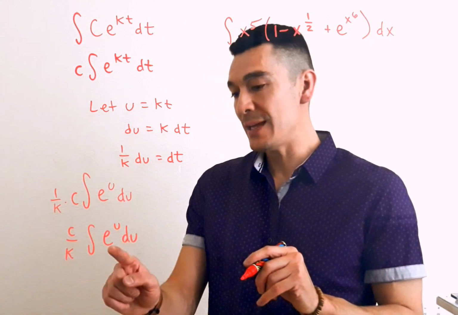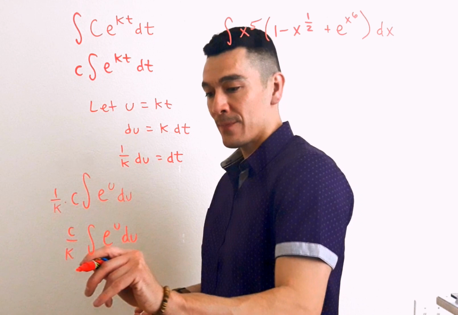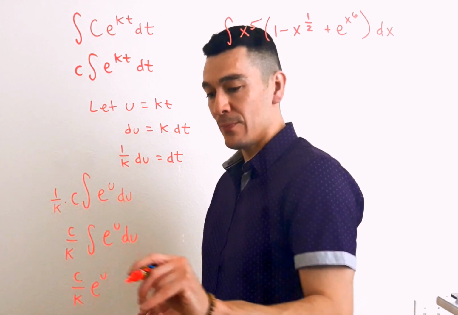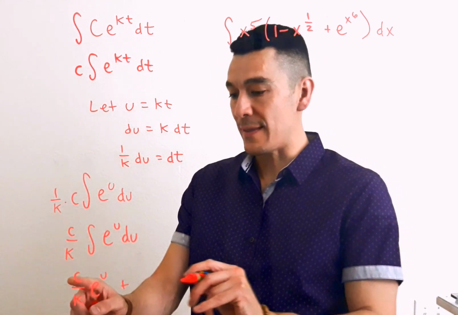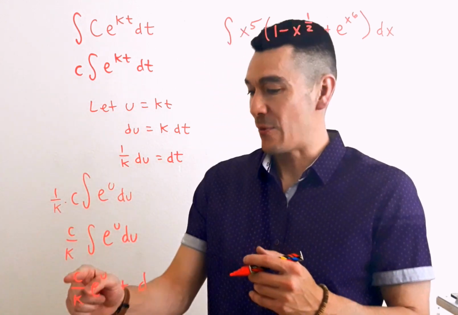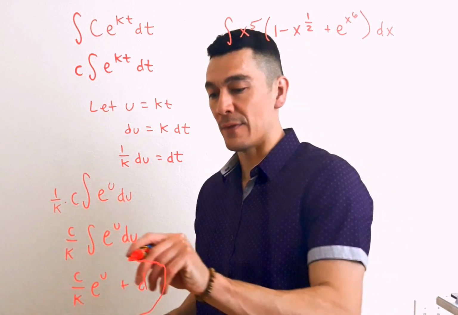But the integral of e to the u is just itself. So you get back essentially c over k times e to the u plus, I'm not going to use c because there's already a c there. I'll just put a d. See what I'm saying? Because usually it's plus c, but there was already a c there, so I'll use a different letter from the alphabet. That takes care of this one.